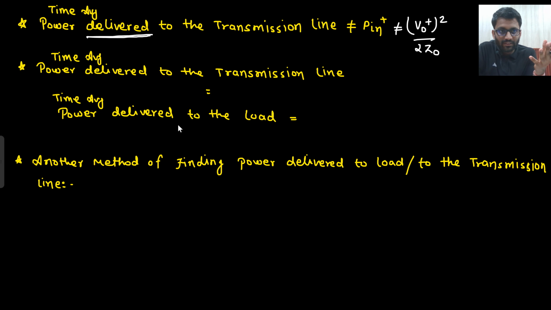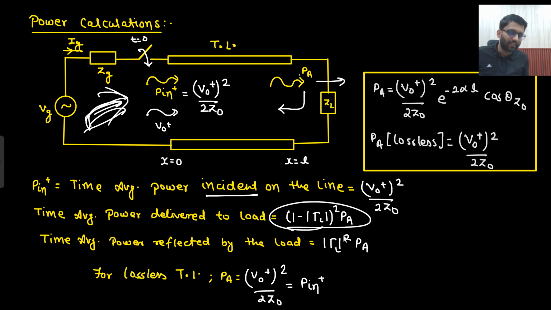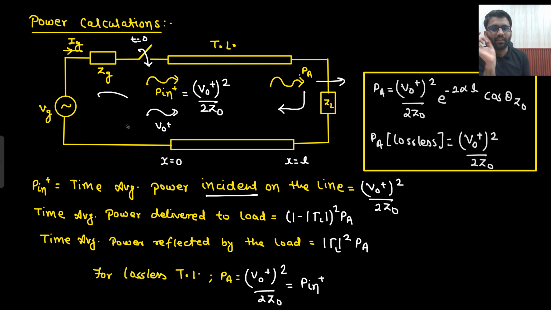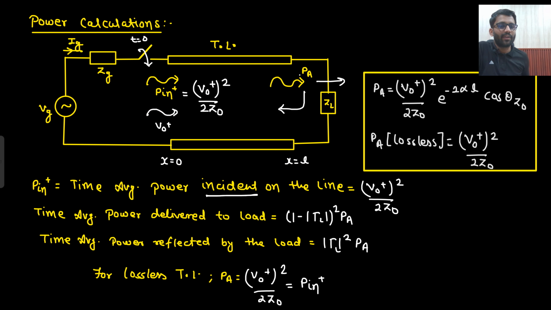When we do some complex calculation, we get to know that the power delivered to the transmission line is equal to the power delivered to the load. What do I mean by that? At steady state, the total power delivered to the transmission line is equal to this. This is what we get when we do the calculations. We will prove it using one of the questions as well. First, we will find the power that is delivered to the load, and then we will find the power that is delivered to the transmission line, and then we will equate both of them. We will get to know that both are the same thing.